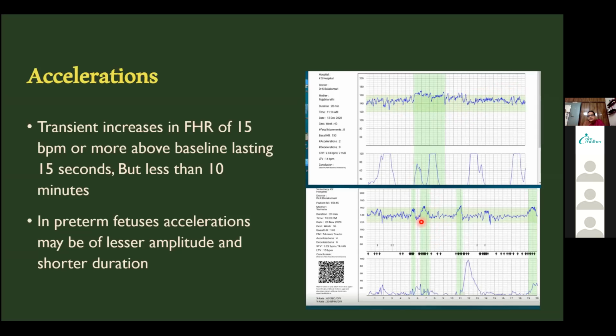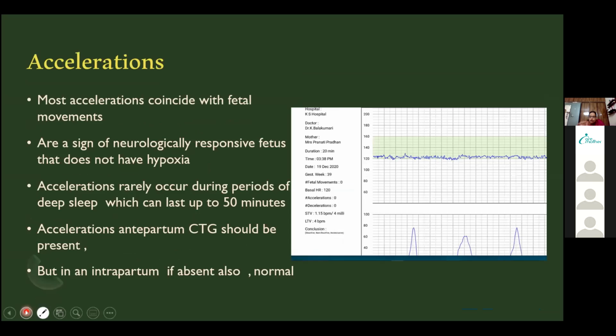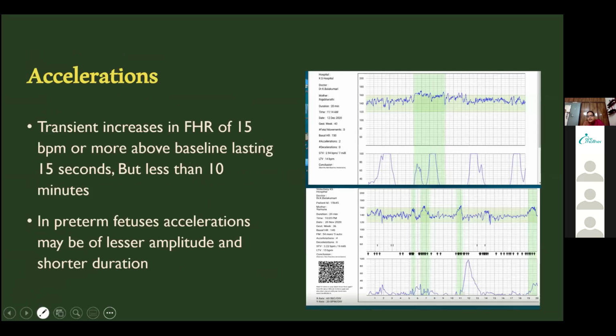So a typical acceleration you can see here, a triangle shape goes up and then comes back to normal. In preterm fetuses, the amplitude, that is the height of the accelerations, may be less. It can be of shorter duration also. Most of the times the accelerations coincide with the fetal movements.